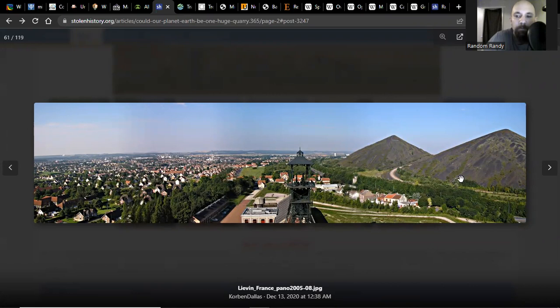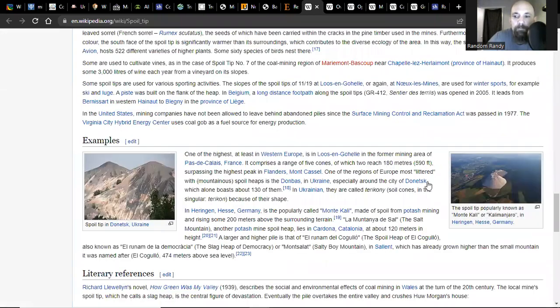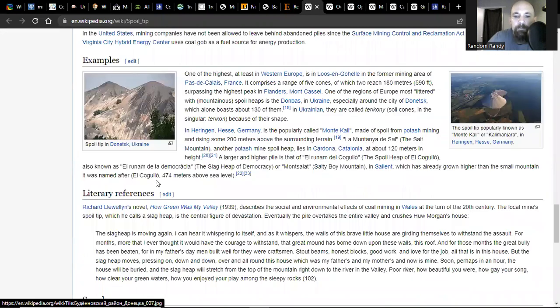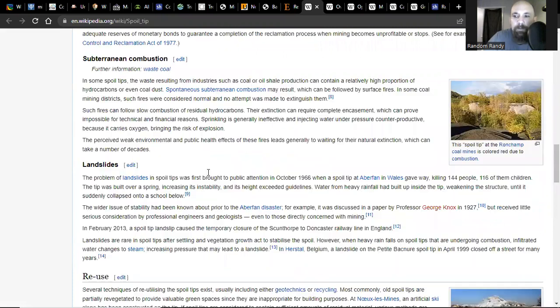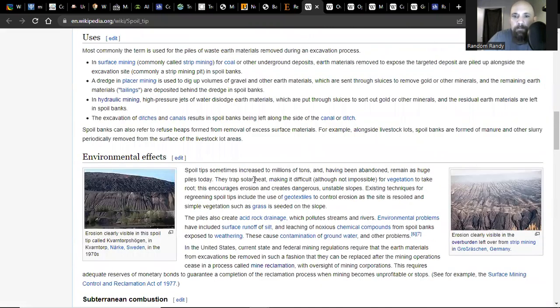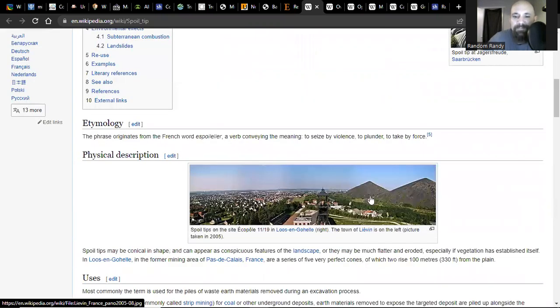Panorama of a town in France. Look at those guys. What do you think? Does it look similar to you? Because guess what? It is spoil tips. And I bet you a lot of these people living here have no idea that that's what that is.